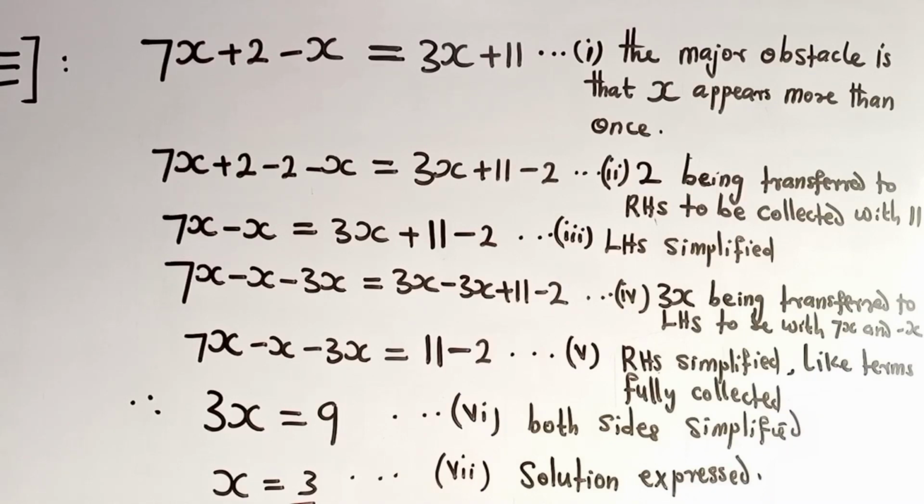Now, let's move on. We now have on the left-hand side 7x minus x is equal to 3x plus 11 minus 2. Now, the left-hand side has been simplified.